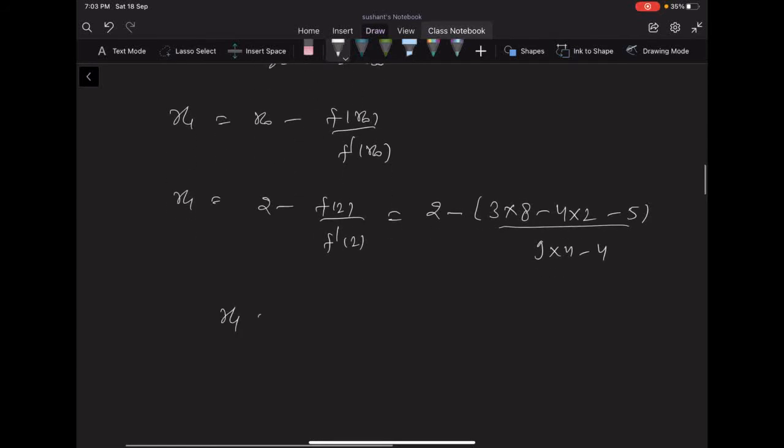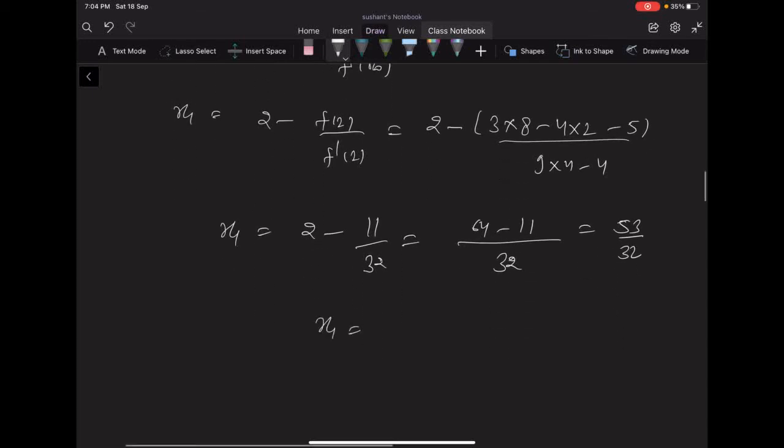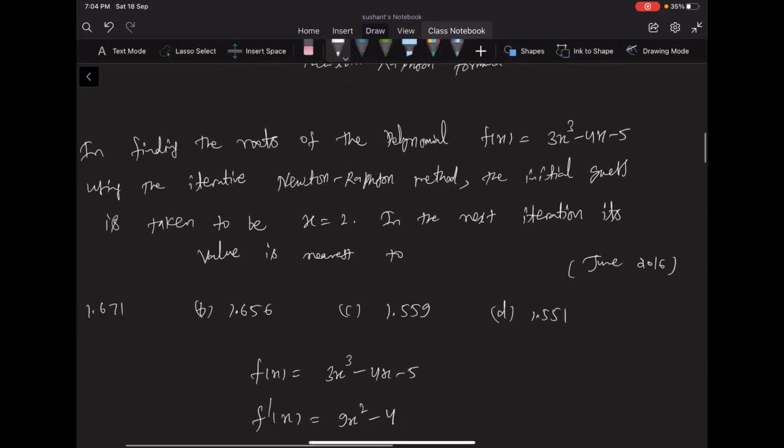So x1 is equal to 2 minus 3 into 8 is 24. 24 minus 8 is 16. 16 minus 5 is 11, upon 9 into 4 is 36, minus 4 is 32. So 32 is the LCM, and 64 minus 11 is 53 upon 32, which is equal to 1.65625, which is nearest to 1.656. So the correct option is B option.